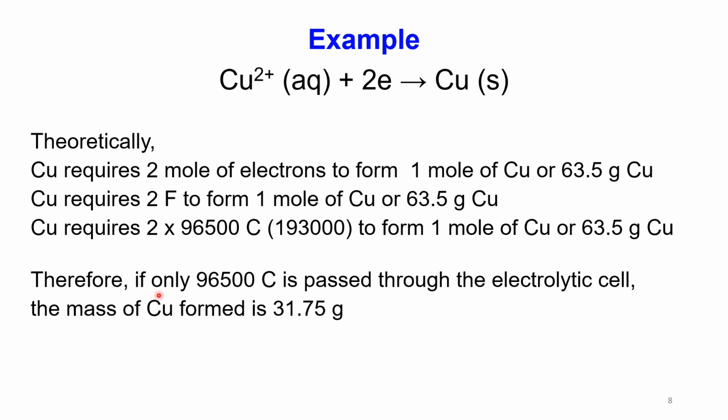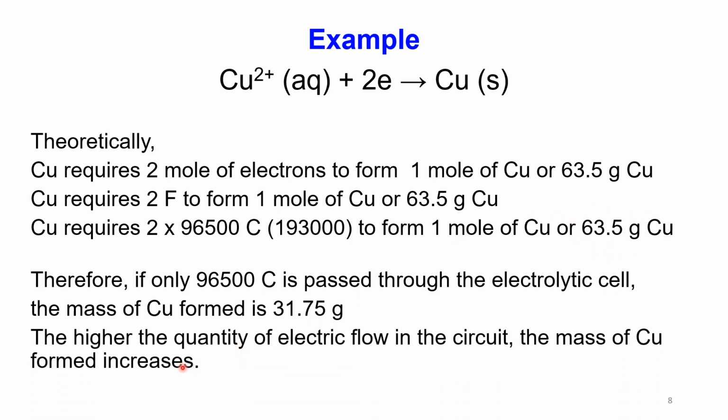Therefore, if only 96500 coulombs or 1 Faraday passes through the electrolytic cell, the mass of copper formed is 31.75 gram, or actually we divide this mass of copper by 2. So the higher the quantity of electric charge flowing in the circuit, the more the mass of copper formed will increase.